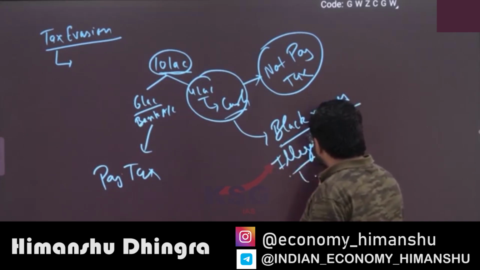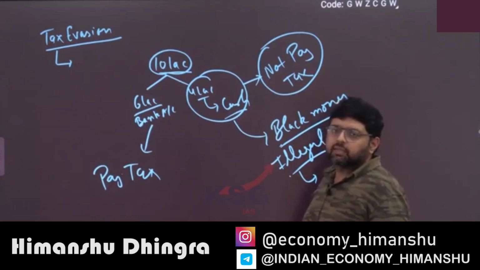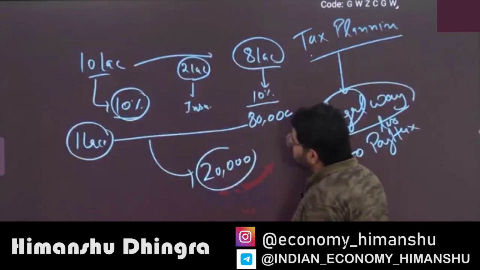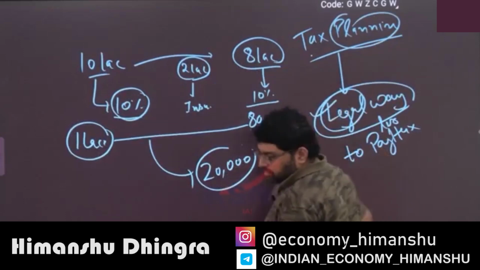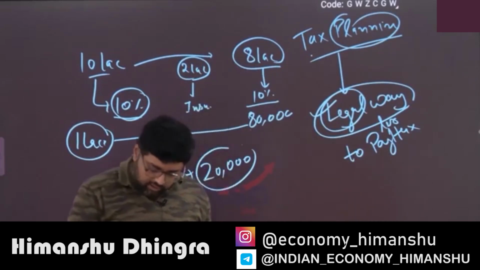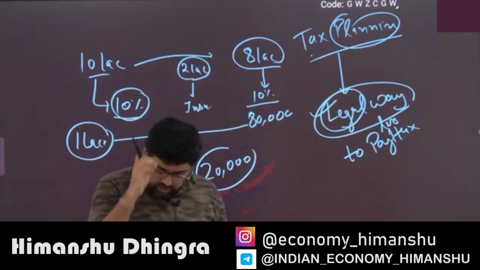This is illegal. If government authorities find you, they can impose a fine on you, as well as put you behind bars. Whereas tax avoidance or tax planning is a legal one. Clear? Is it clear to you? Okay, समझ आया सबको?